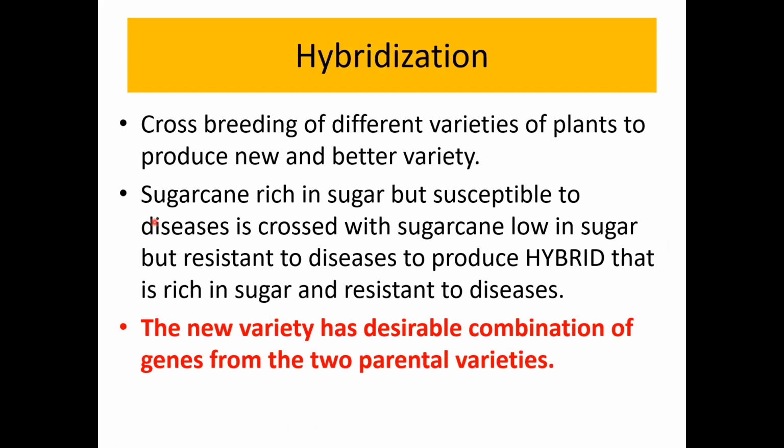Coming toward hybridization, that is the cross-breeding of different varieties of plants or animals to produce a new or better variety. Hybridization is an example of artificial selection.